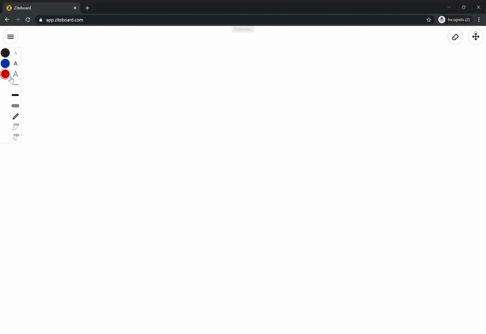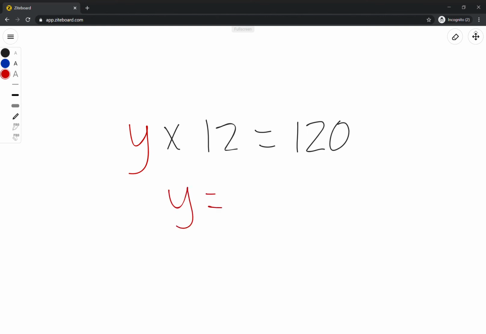Here we have y times 12 equals 120. So y is going to be some number that when multiplied by 12 is going to be equal to what we have on the right side, which is the value 120. Once again, we'll teach you how to calculate these kinds of things in future videos, but you may be able to see that y in this situation is equal to 10.